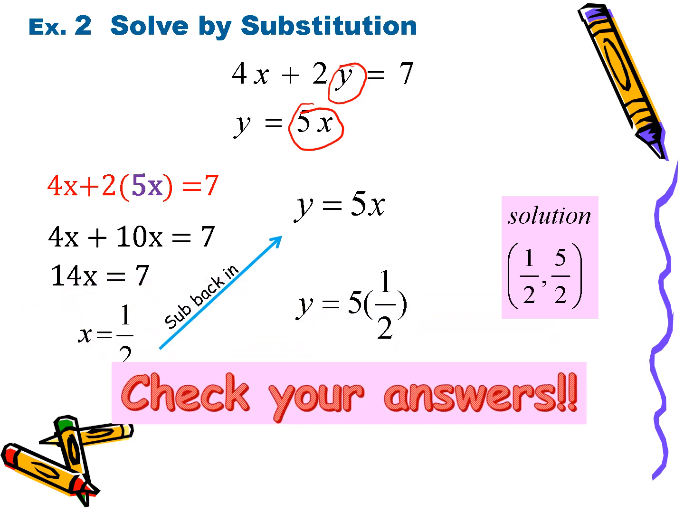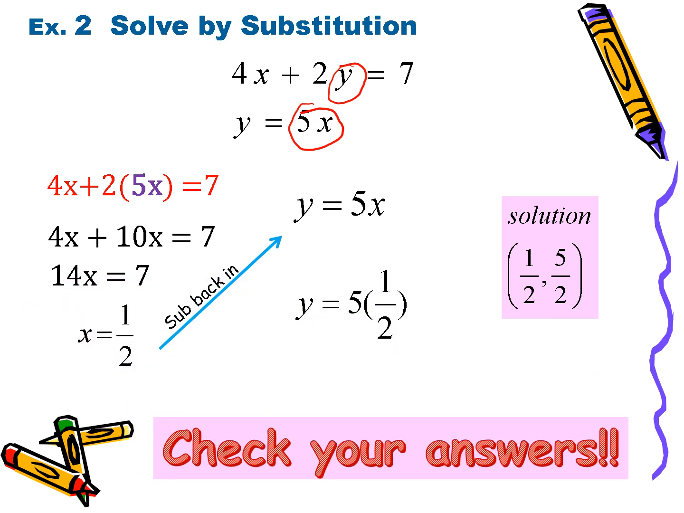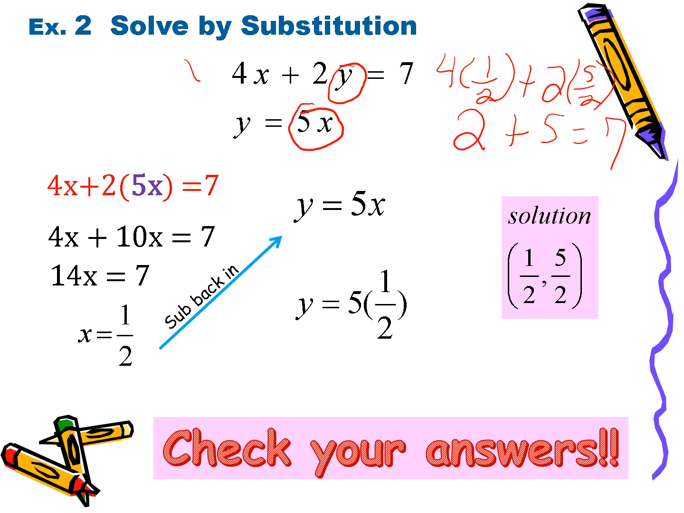But just like with graphing, we want to check our answers. So I'm going to come up to the top equation, 4 times 1/2 plus 2 times 5/2. And we want to know, does that equal 7? So 4 times 1/2 is 2. 2 times 5/2, well, that's 10/2, which is 5. And indeed, it does equal 7. So it works in that one.